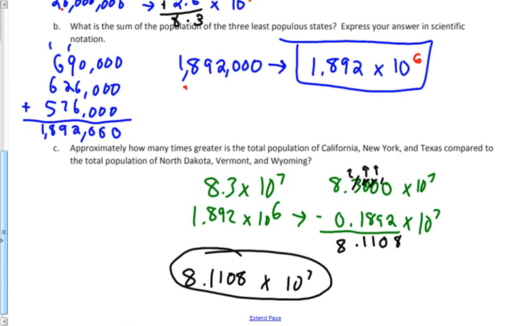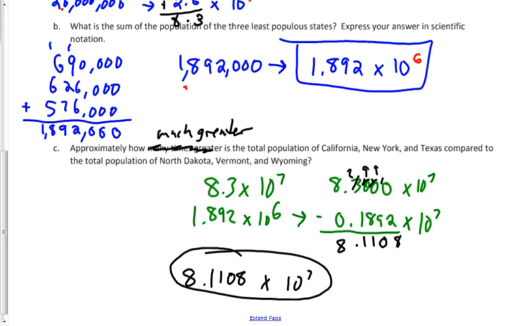And since the last question asked us to figure out how much bigger it is, I'm going to change that. It does say how many times greater we would divide, but we're going to do how much bigger, just because that's what we're working with. How much greater. So we would subtract. And I'd have to change the bottom one so it's a power of 7. So it becomes 0.1892 times 10 to the power of 7. And when I subtract those two numbers, I get 8.1108. And then I keep times 10 to the power of 7.